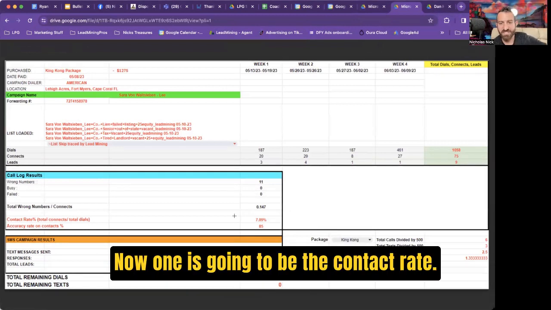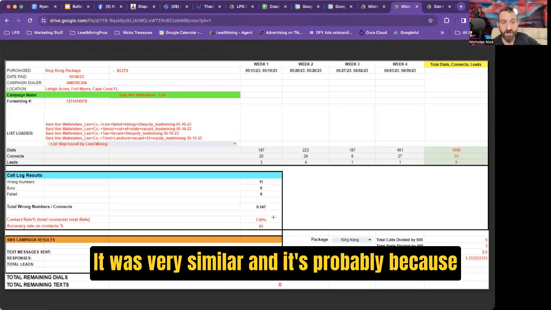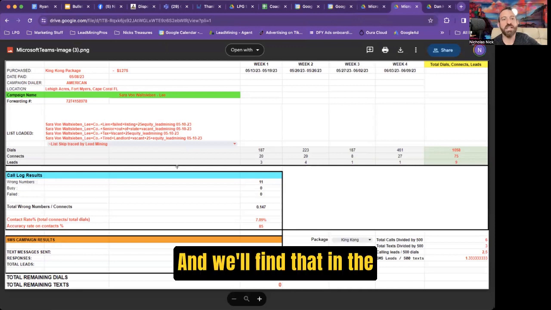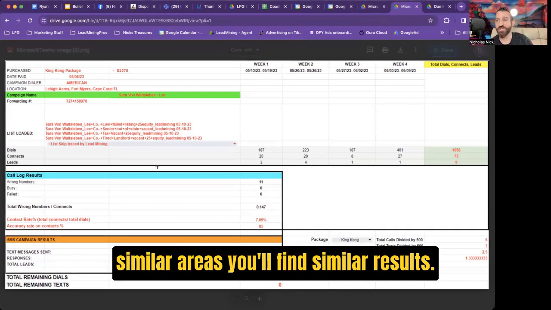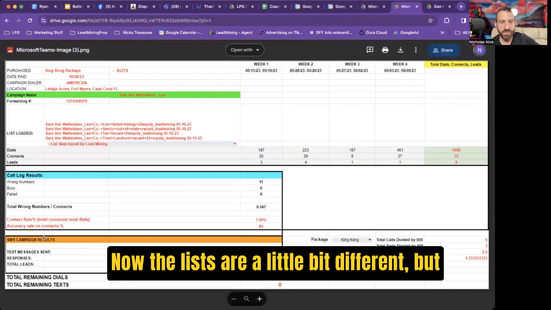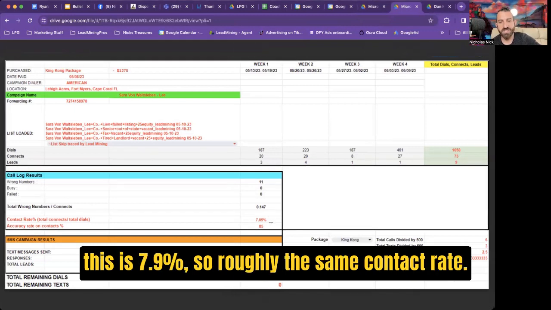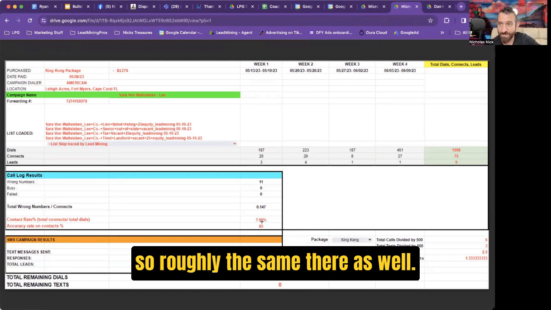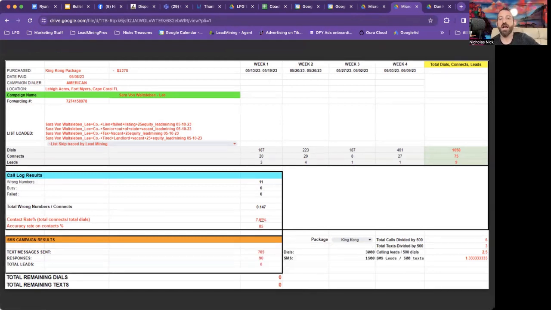Now, one is going to be the contact rate. It was very similar, and it's probably because this is in the same exact area. We'll find that in similar areas, you'll find similar results. Now, the lists are a little bit different, but this is 7.09%, so roughly the same contact rate. And we had an 85% accuracy rate, so roughly the same there as well.